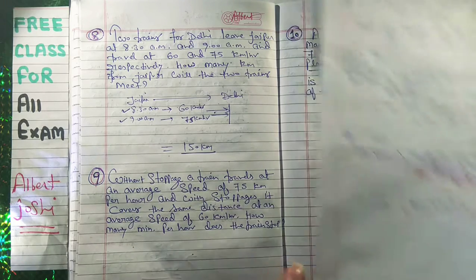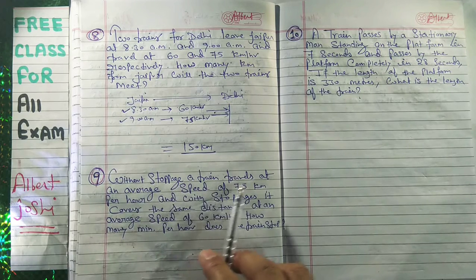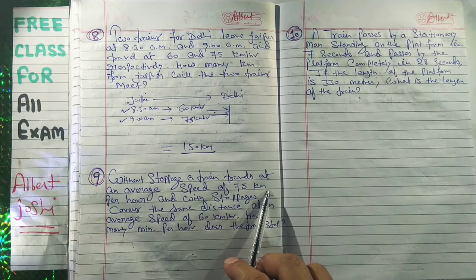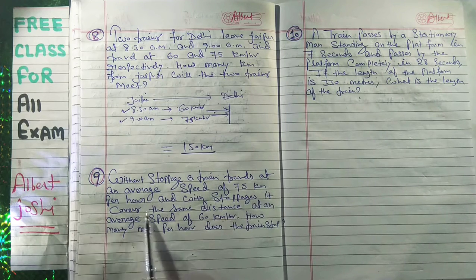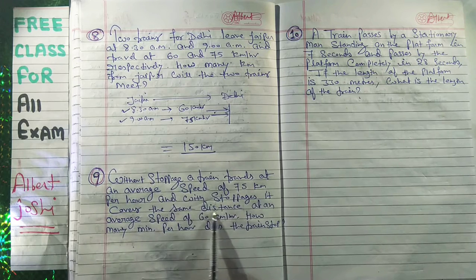Now next question. Without stoppage, a train travels at an average speed of 75 km per hour, and with stoppage, it covers the same distance at an average speed of 60 km per hour. How many minutes per hour does the train stop?